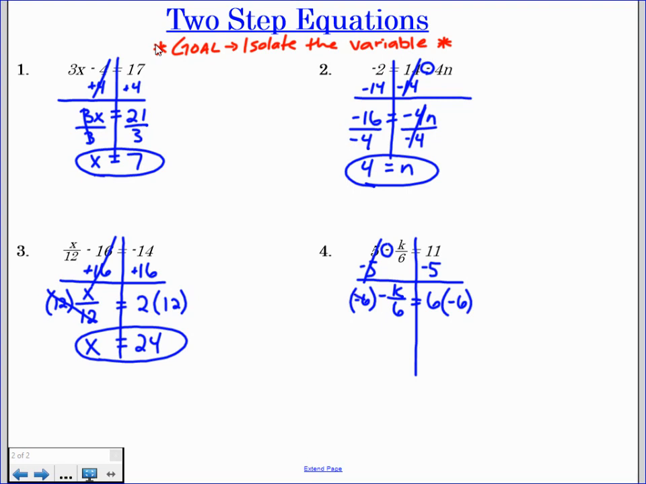That gets rid of the negative, and it gets rid of the 6. That leaves me with k by itself. 6 times negative 6 is negative 36. K equals negative 36.